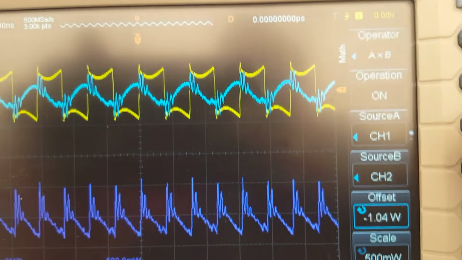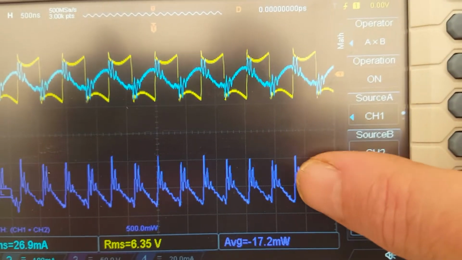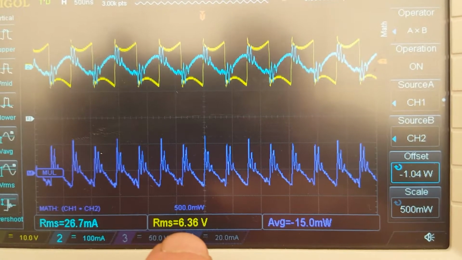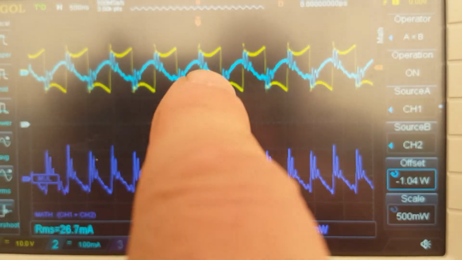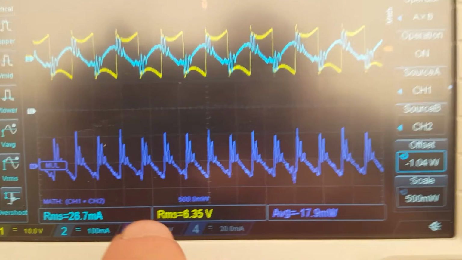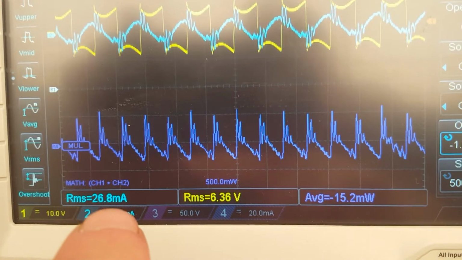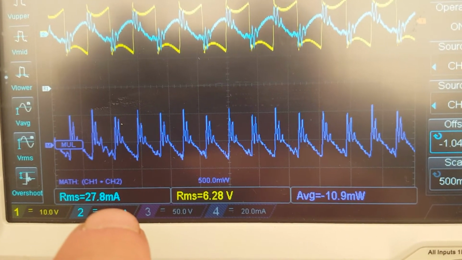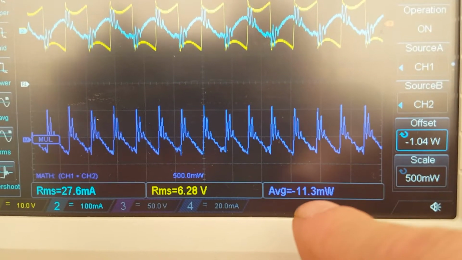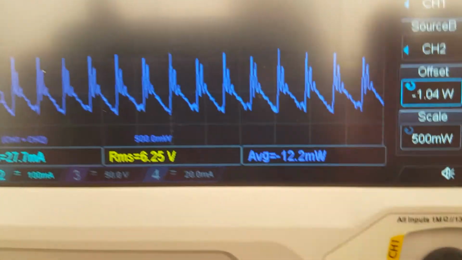Anyhow, what are we looking at? Math. A times B. So this is our math channel down here. Now here's what we have right now. You could see our voltage, the yellow one, probe 1, 6 1/4 volts. You could see our current, 28 milliamps, and our third wave average approximately. Now see, here's something strange.